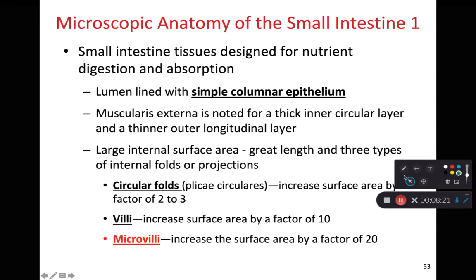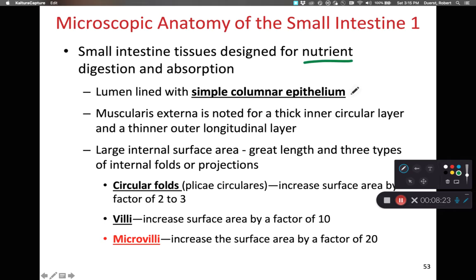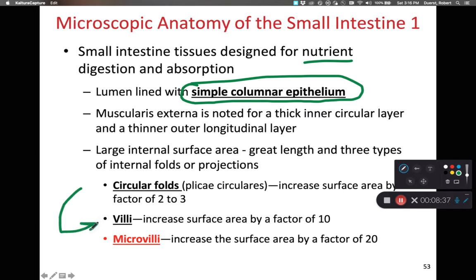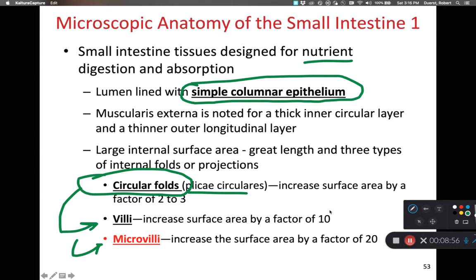Now, in the small intestine, to aid with our nutrient absorption and digestion, we need to have a very special kind of epithelium. We have a simple columnar epithelium, but as we look at the simple columnar epithelium, it has a lot of villi within it, and then the individual villi of the simple columnar epithelium are coated with microvilli. So between the villi, the microvilli, and all the circular folds, sometimes referred to as the plicae circulares, we find that the small intestine has a very large surface area.